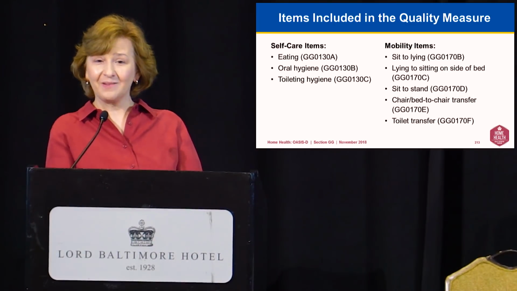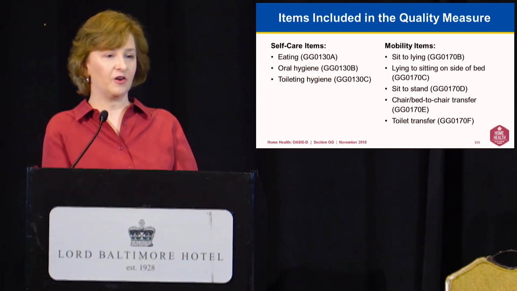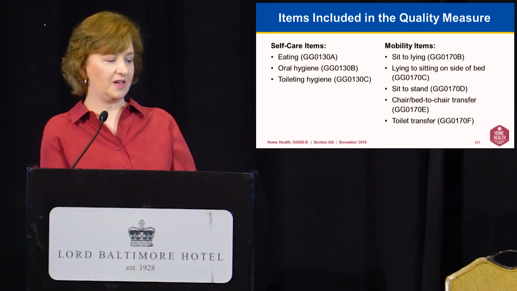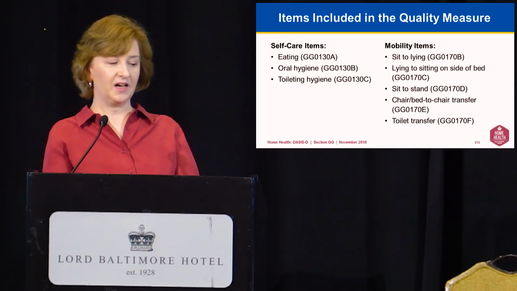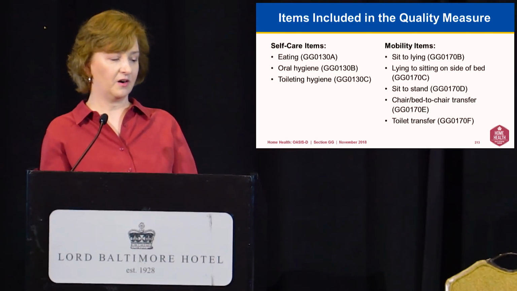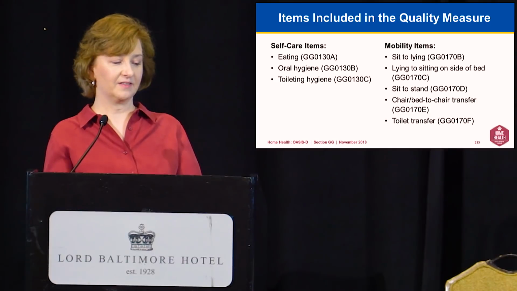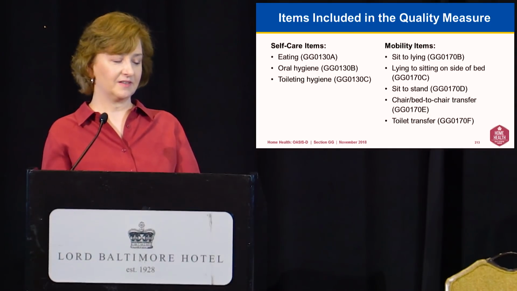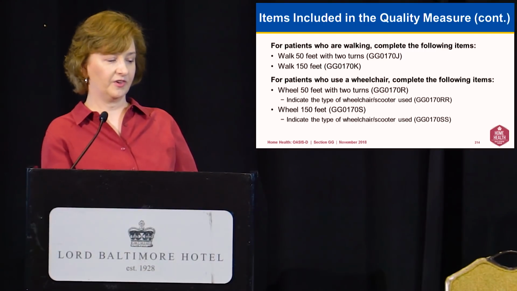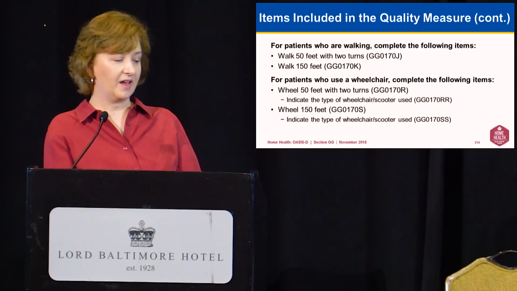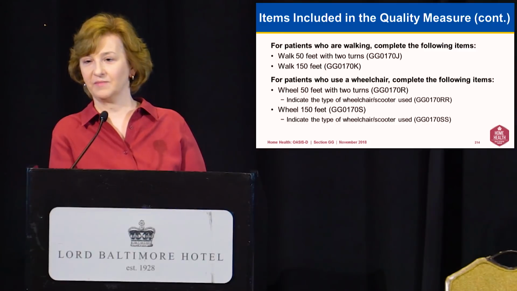So the actual items included in this quality measure are the 3 self-care activities: eating, oral hygiene, and toileting hygiene. The mobility items that are included are sit to lying, lying to sit on the side of the bed, sit to stand, chair, bed, chair transfer, toilet transfer, as well as the walking items and the wheelchair items.